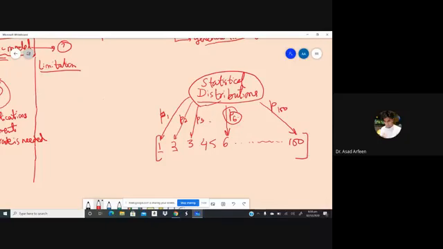And tell me one thing, what about p1 plus p2 plus p3 plus up to p100? It is equal to 1.